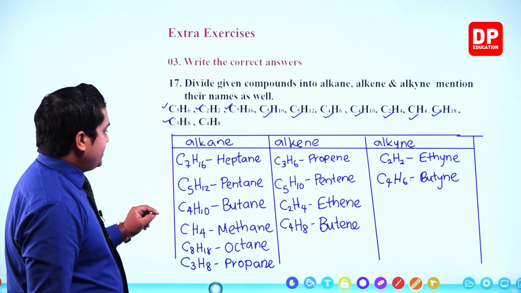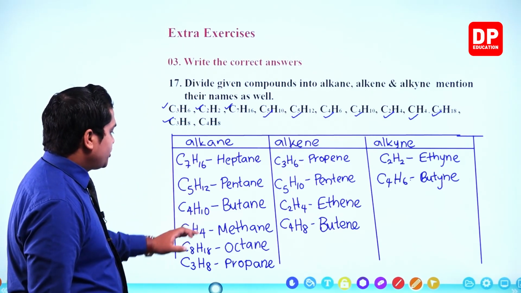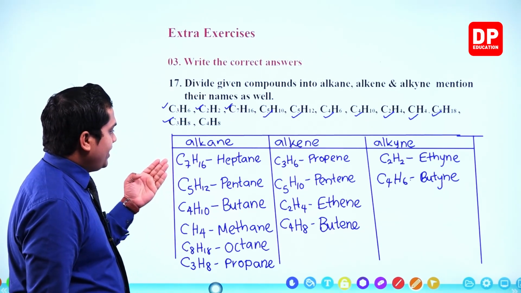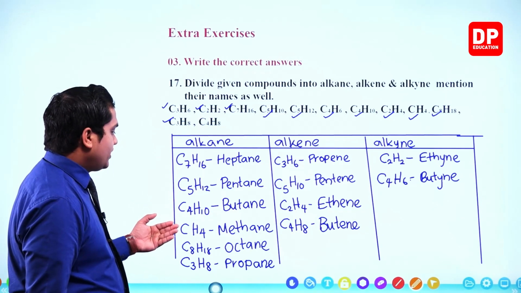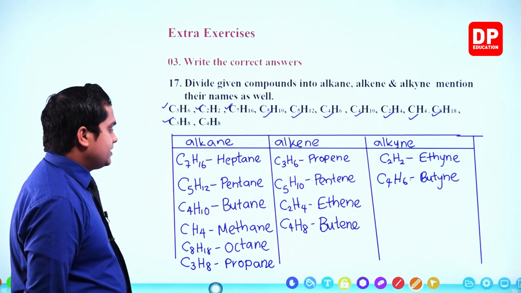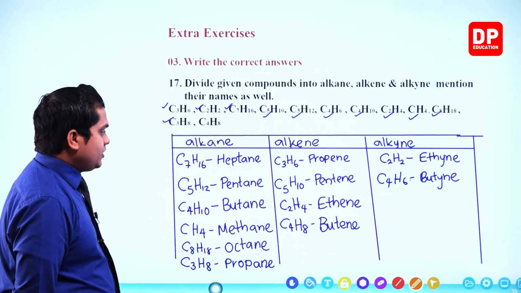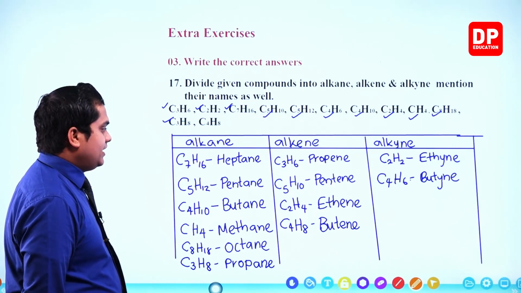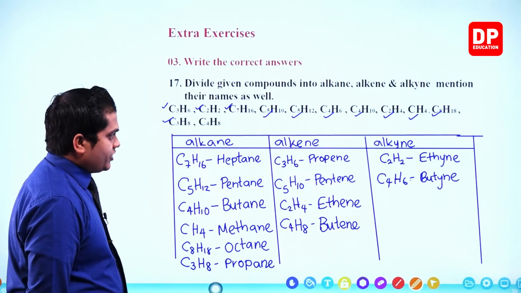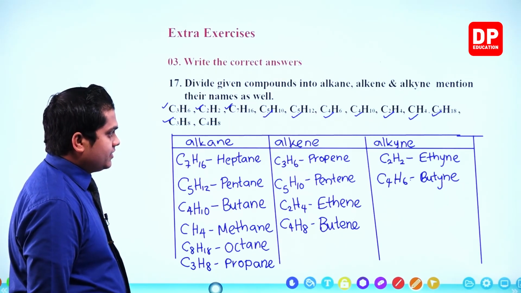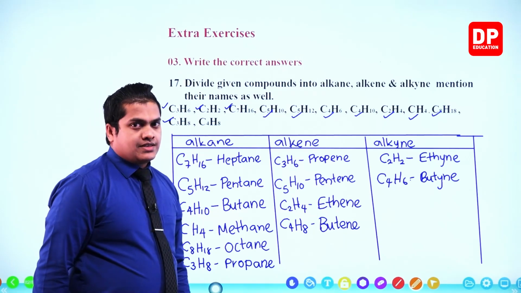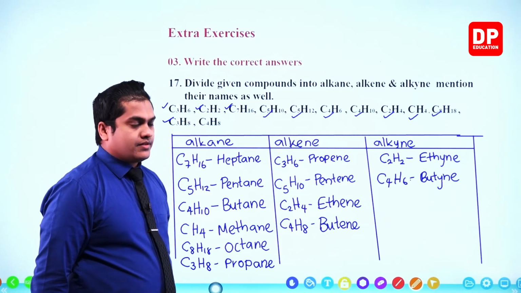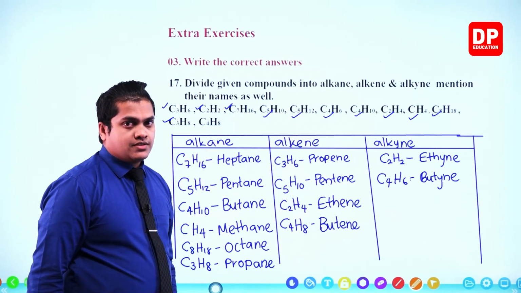So C7H16, C5H12, C4H10, CH4, C8H18, C3H8: heptane, pentane, butane, methane, octane and propane. C3H6, C5H10, C2H4, C4H8: propene, pentene, ethene, butene. C2H2, ethyne, C4H6, butyne, right? So these are the separations of alkanes, alkenes and alkynes, according to the given substances.